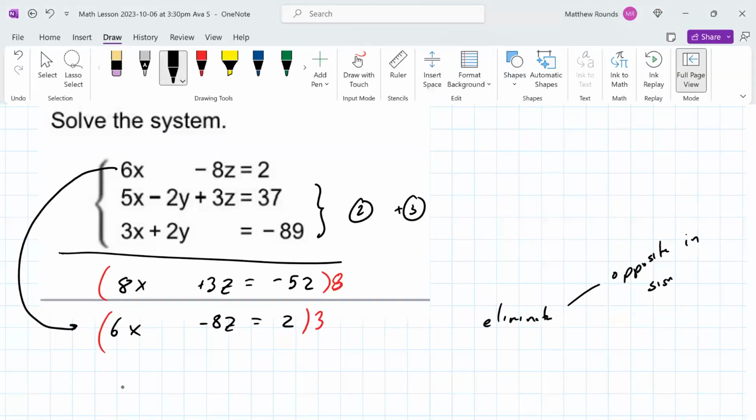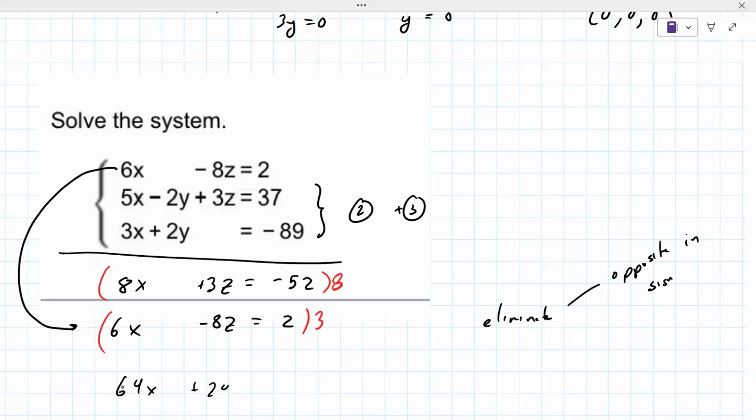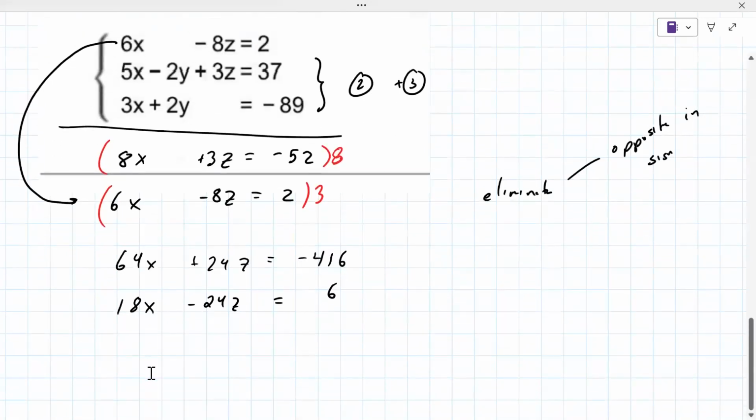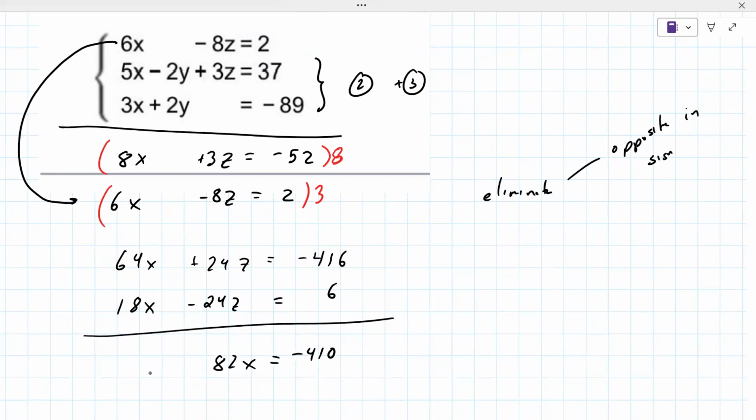The numbers get kind of large. There's not much you can do about that. If they get too large, you should say, maybe I've done it wrong. No guarantee of that. But what you're looking for is that everything cancels. The z's cancel, but you have 82x equals negative 410. When you divide by 82, believe it or not, x equals minus 5.